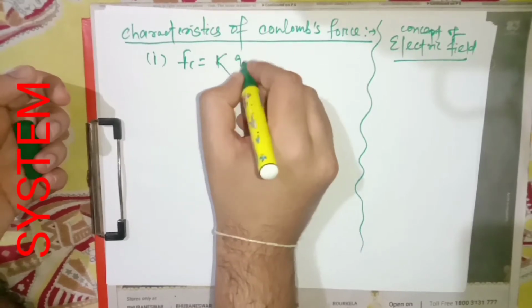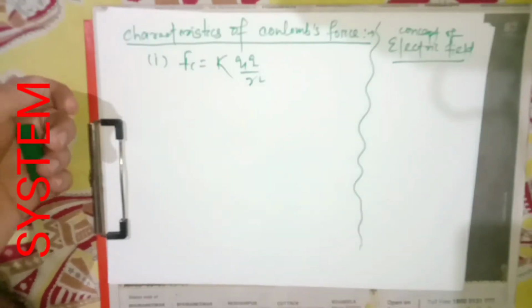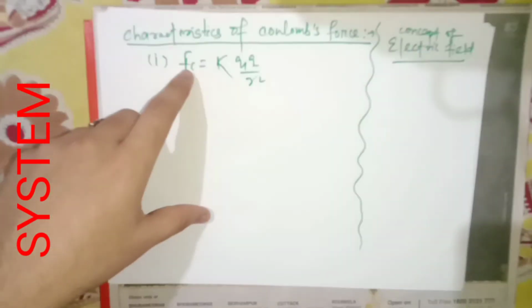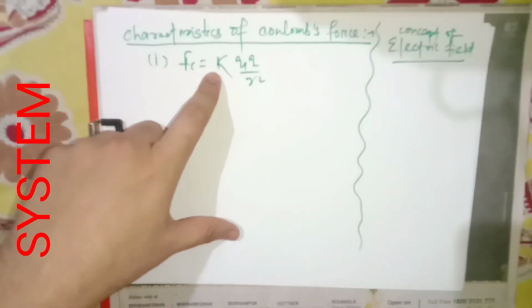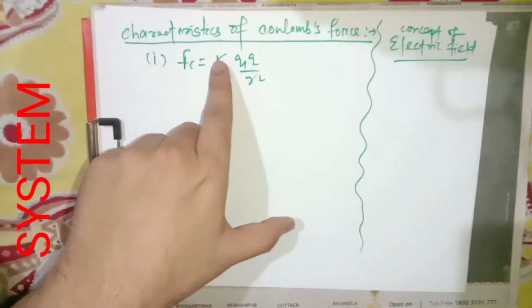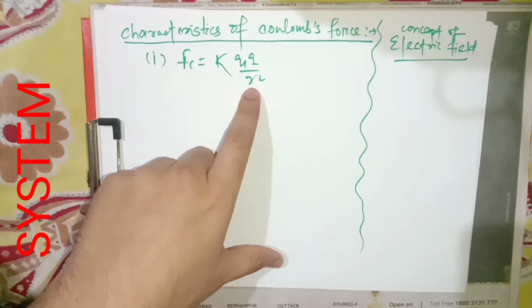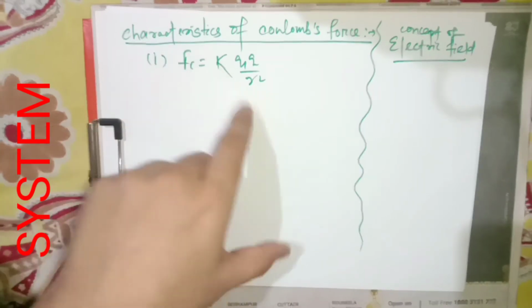On which factor does Coulomb's force depend? Coulomb's force depends upon the dielectric constant k, that is the nature of the medium, then the magnitude of the two charges, and then the separation between the centers, that is the separation between the two charges. This is the first point.